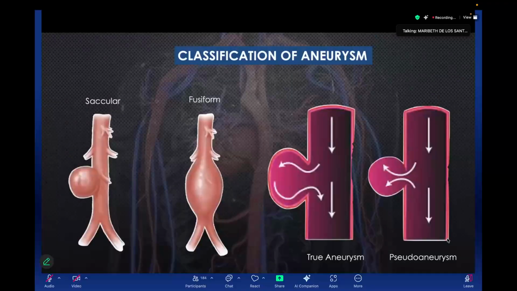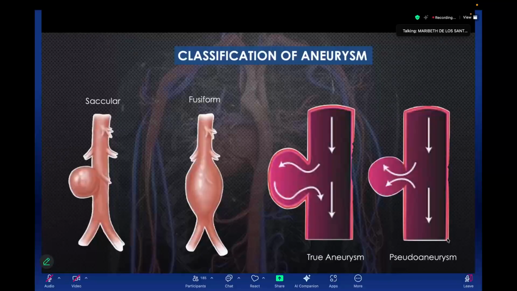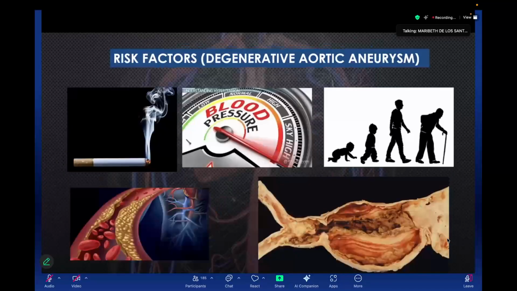So let me repeat that. Between true aneurysm and pseudoaneurysm, risk of rupture is higher with pseudoaneurysm. And with fusiform and saccular aneurysm, saccular is more prone to rupture than fusiform aneurysm.